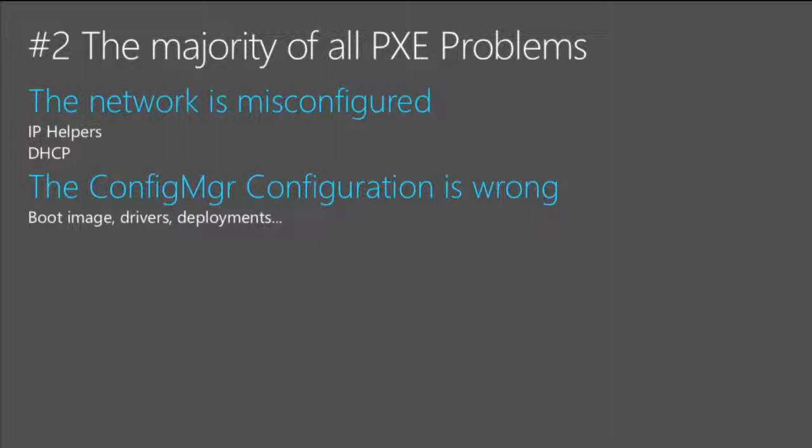Then, of course, there could be things in Config Manager that are wrong as well. What I find a lot of people get confused by is they have a few sequences which they deployed, and they all have a different boot image, which is also, of course, available on the DP. So they start the deployment, and the wrong boot image is started.